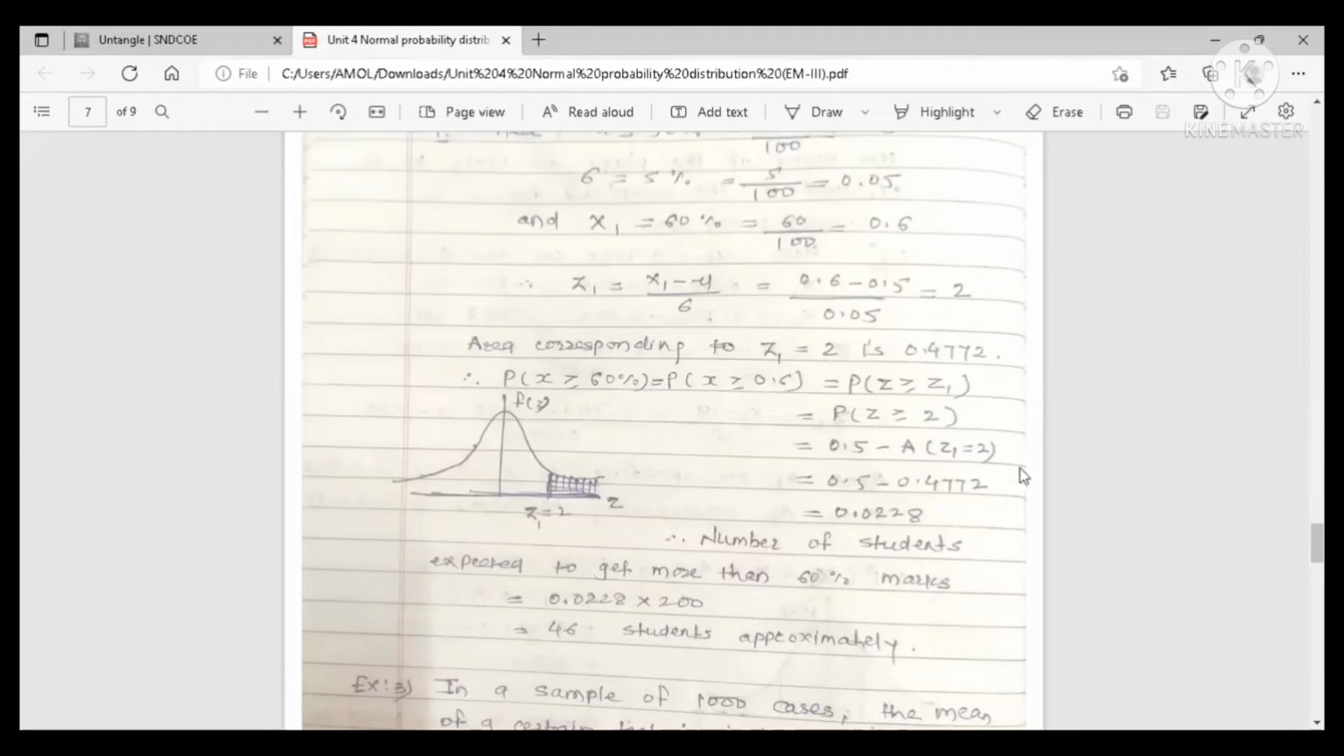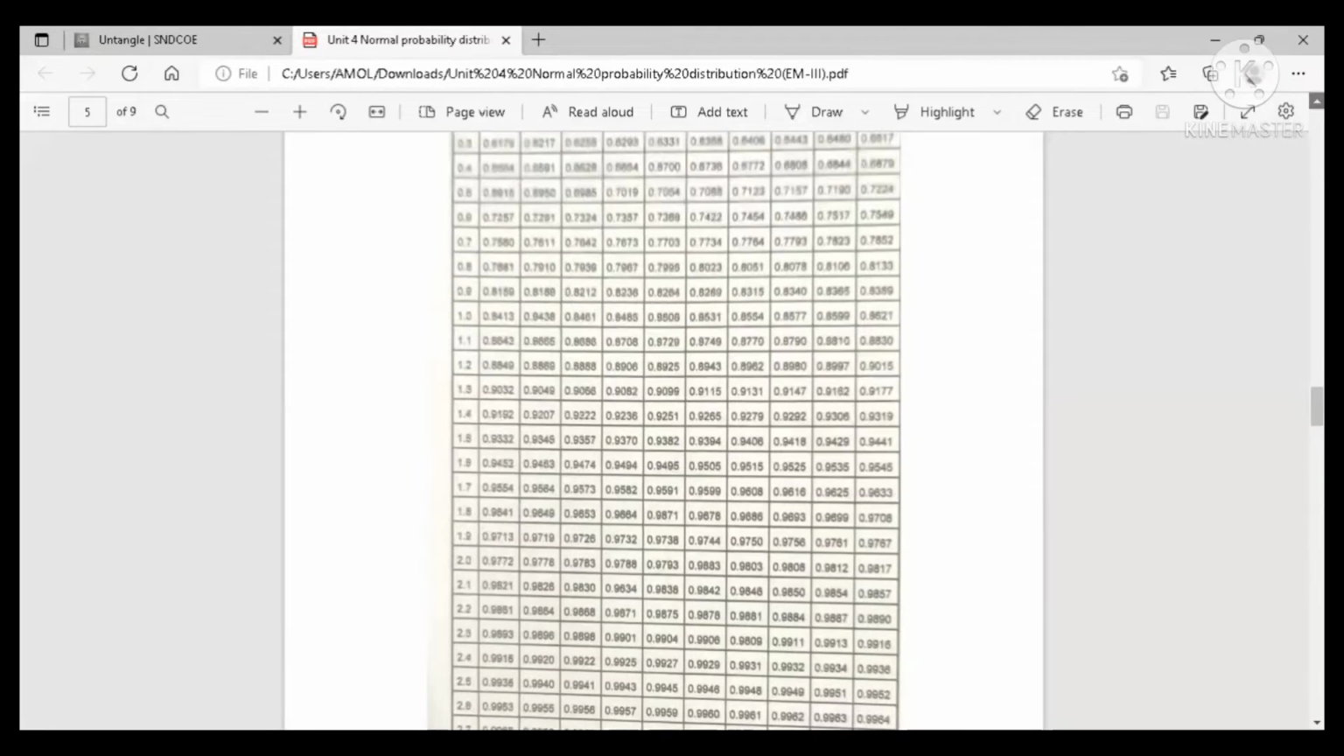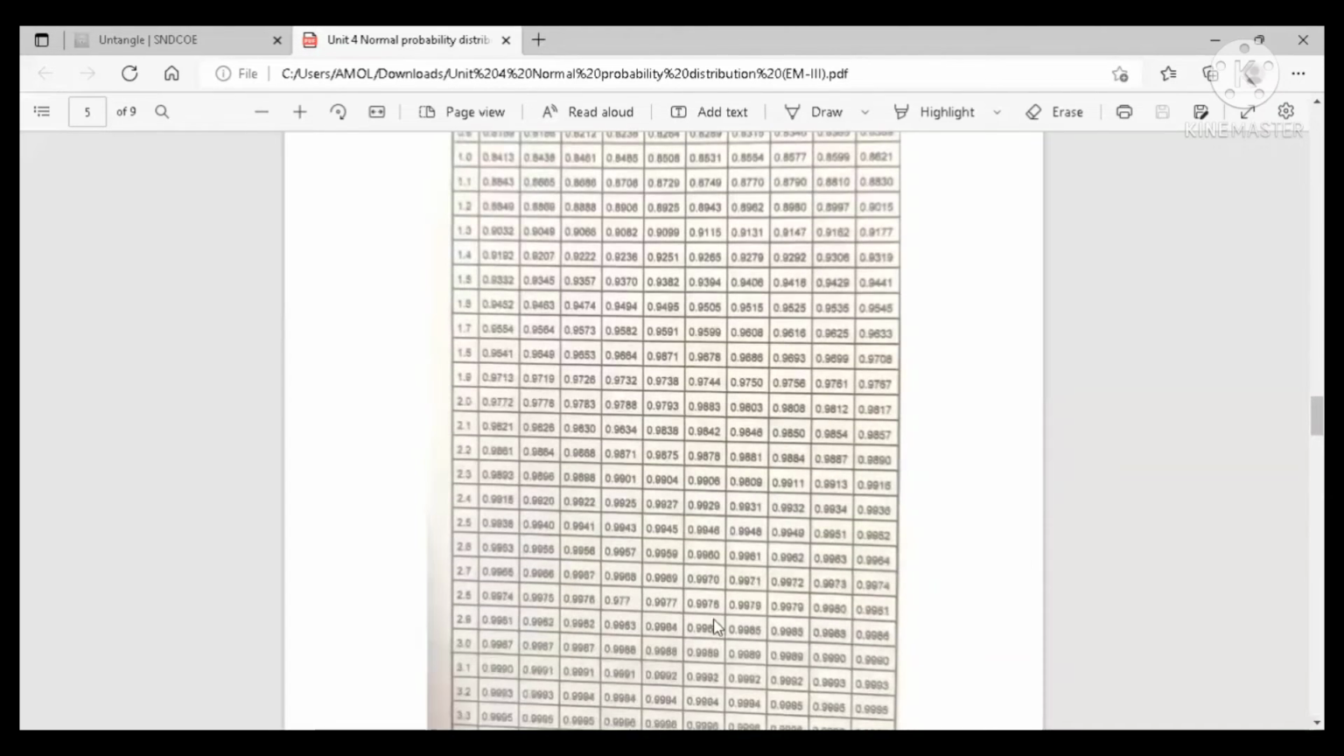Now you calculate the area of z1. Z1 is equal to 2. You can calculate it from the normal distribution table. Here it is, the normal distribution table. Z is equal to 2, which is 2.0. The difference is also 0 because the value is the integer 2.0. So you find it in the first column, where the difference is 0.00. So you find the area at 2.0, difference 0. The area is 0.9772.